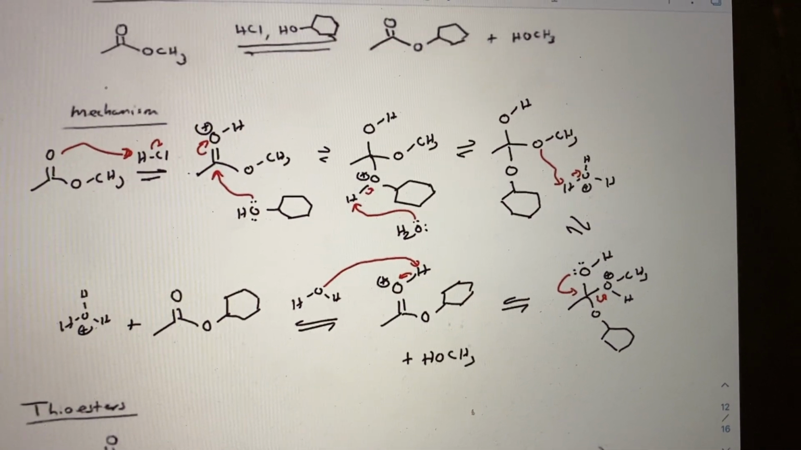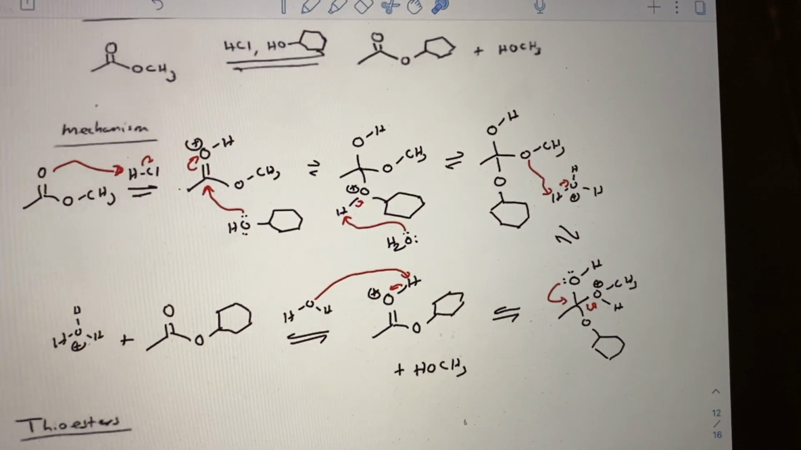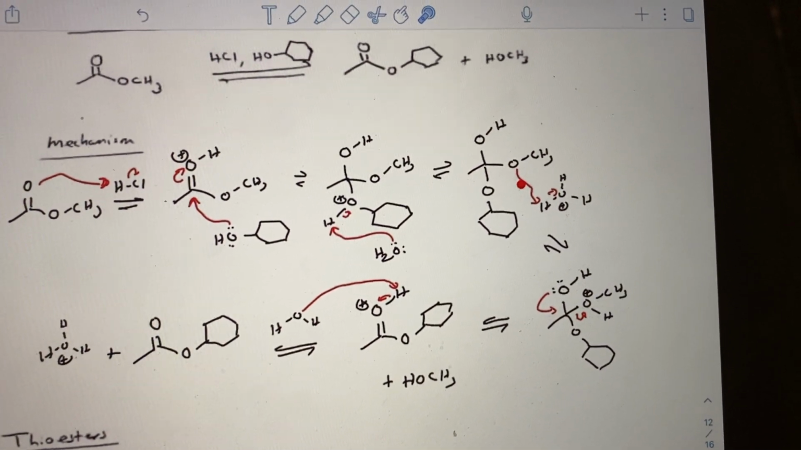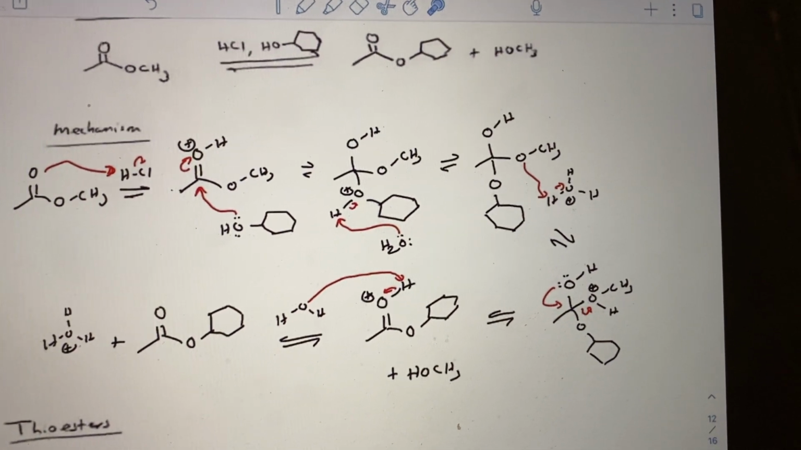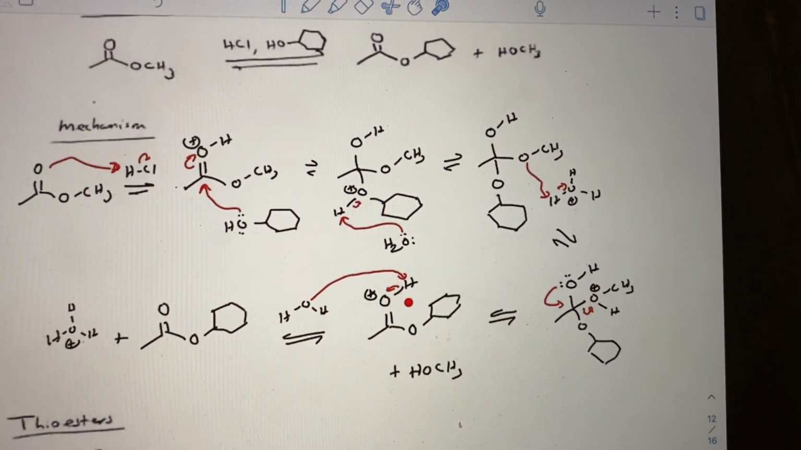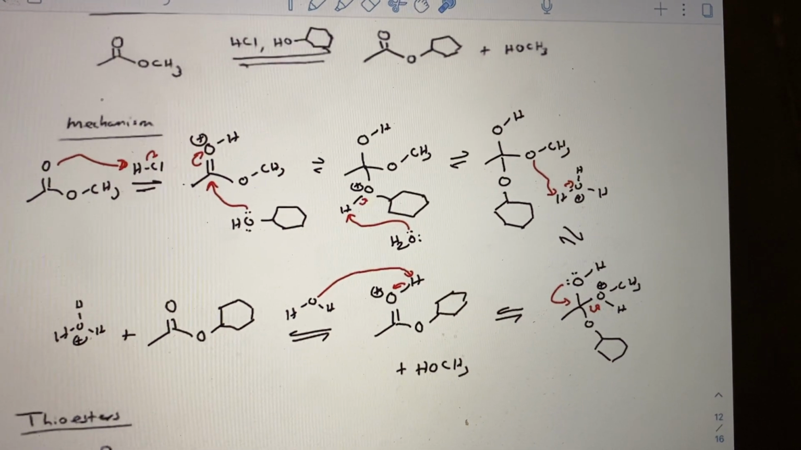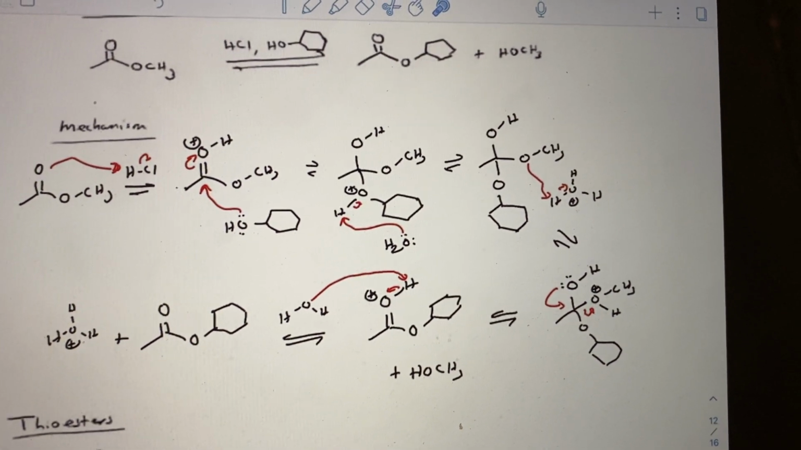Now a series of proton transfers take a proton off and put a proton on this group over here to make this a good leaving group, so that we can then kick it out and then deprotonate our protonated carbonyl group in the end to form the transesterified product.